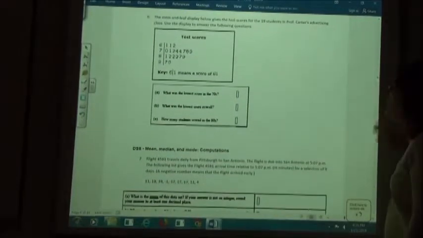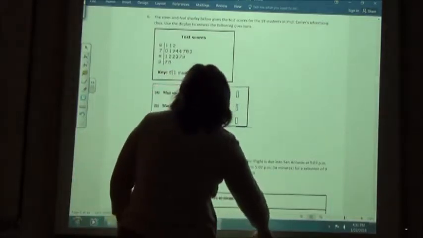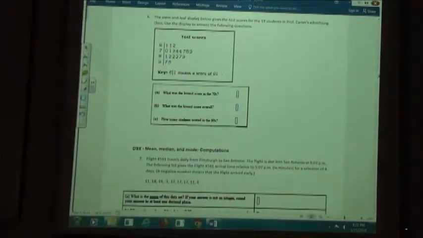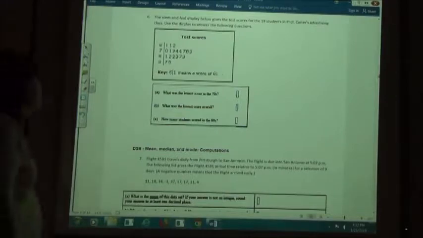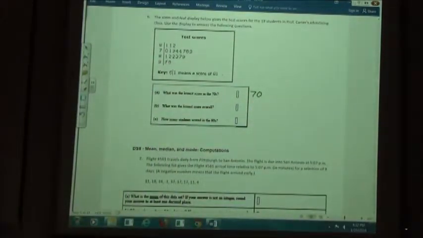Number 6 then, my stem and leaf display gives the test scores for 19 students. Again, 6/1 means I got a 61 on my test. So what was the lowest score in the 70s? 70 is my lowest test score in the 70s.